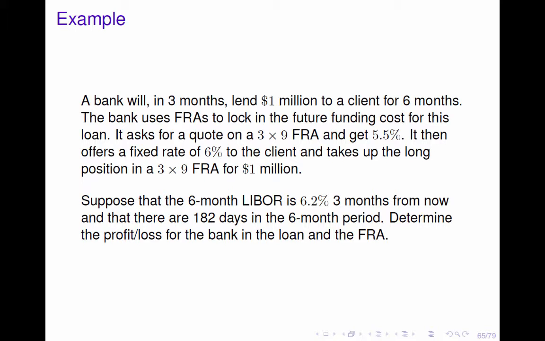It asks for a quote on a 3/9 forward rate agreement and gets 5.5%. It then offers a fixed rate of 6% to the client and takes up the long position in a 3/9 forward rate agreement for $1 million. Suppose that the 6-month LIBOR is 6.2% 3 months from now, and that there are 182 days in the 6-month period. Can you determine the profit or loss for the bank, both in the loan and the forward rate agreement?